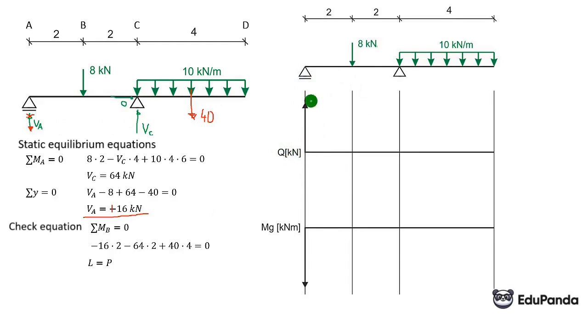If a moment is applied to the beam, then on the moment diagram we have a jump equal to the value of that moment. And we need to know this. I will also draw this 40 from the continuous load here, like this.